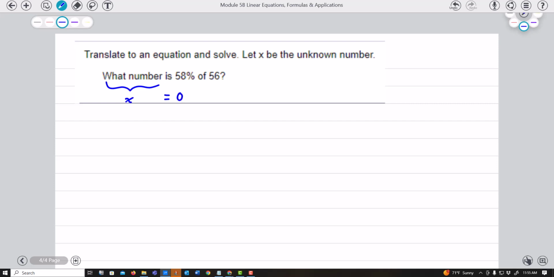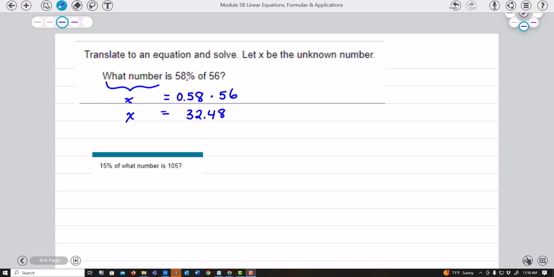58%, you always want to change your percentages to decimals. 58%, move the decimal 2 places to the left and drop the percent sign. Of means to multiply, of 56. So if I just simply pick up a calculator and I multiply those two values, I get 32.48.